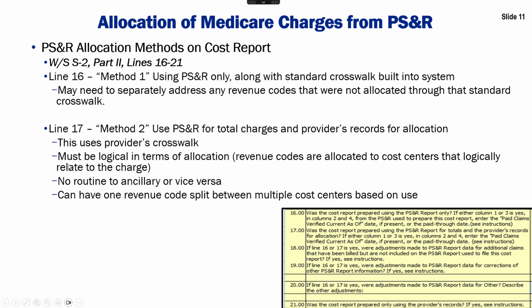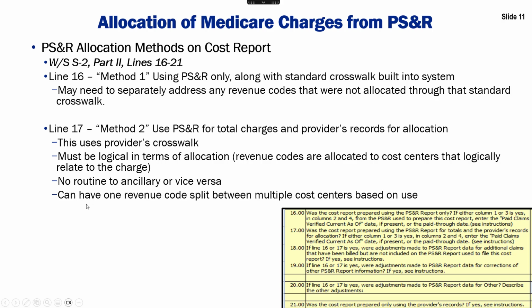Now, there's an underlying requirement that the crosswalk must be logical in terms of allocation. So if we take a look at a revenue code and it's been allocated to a cost center that has nothing whatsoever to do with that type of service, that might be called out. But there's a fair amount of leeway given for how you allocate things, as long as it makes sense what cost center it's going to. Again, there's no routine to ancillary cross allocation allowed. Routine has to go to routine, and ancillary has to go to ancillary.